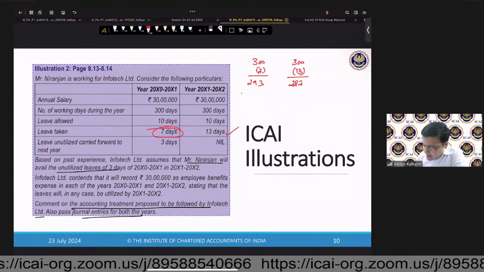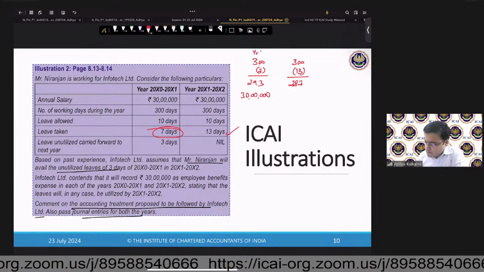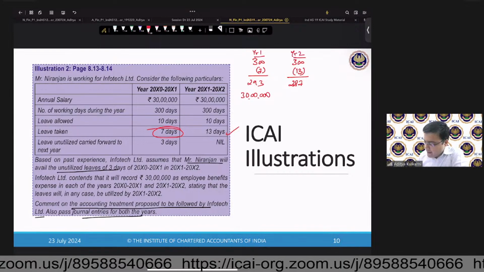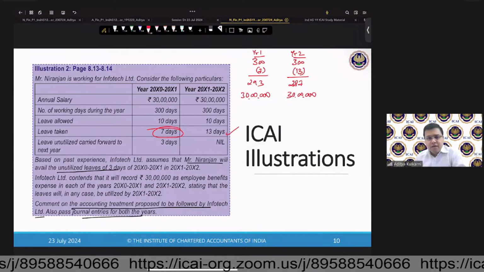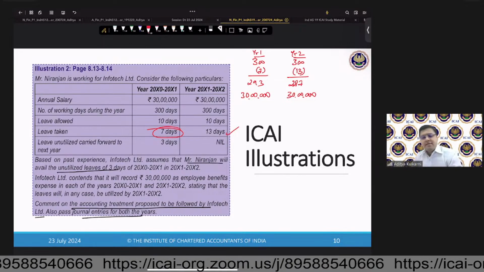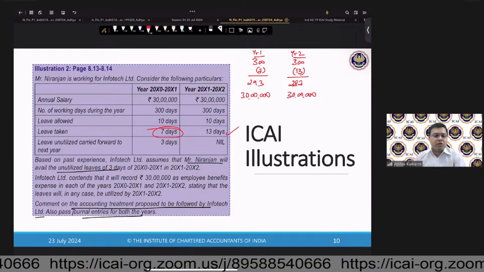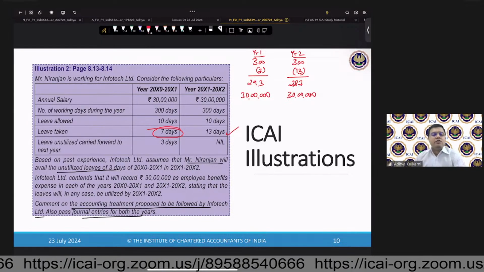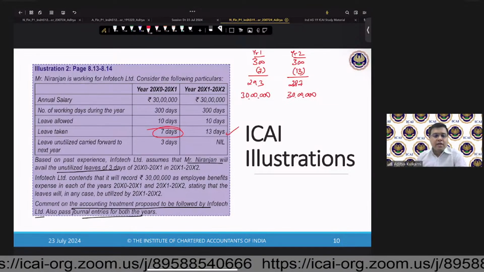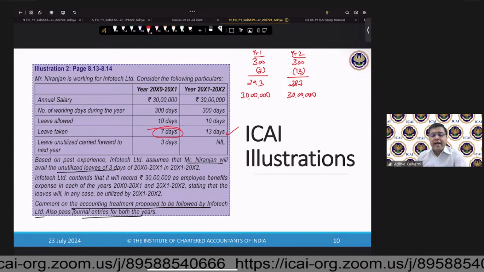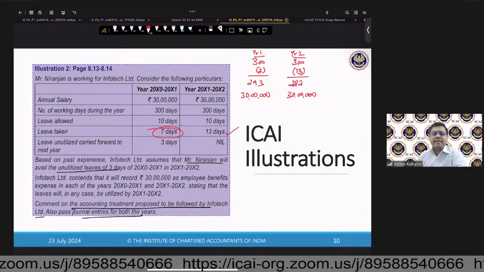What the company is saying is, I will book expense of 30 lakhs in year one. This is year two. I will book expense of 30 lakhs in year two. You tell me, is this logical? Year one, he comes for 293 days, expense booked is 30 lakhs. Year two, he comes for 287 days, expense booked is 30 lakhs. Is this logical, or is there something which you find as an aberration, something inconsistent?